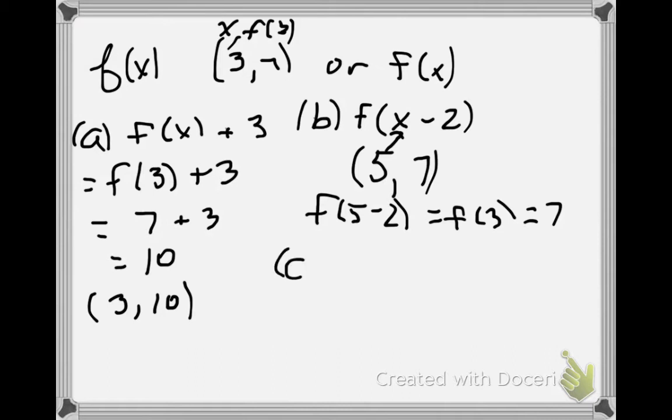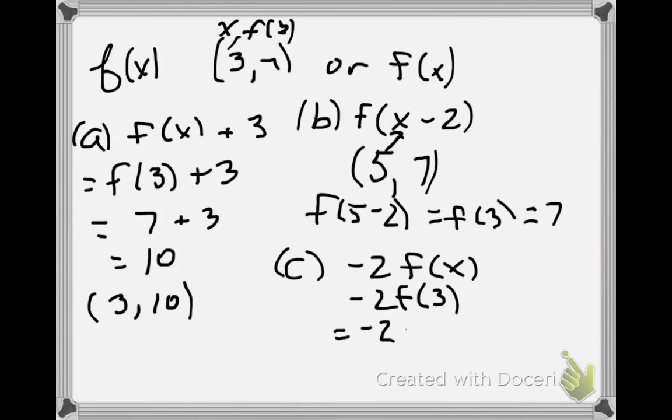We'll try one more. What if I have some sort of scaling? So I ask you to give me what the corresponding point to (3, 7) is on negative 2 times f of x. Okay, again, we'll replace the x with 3. So we're doing negative 2 times f of 3, and we know that f of 3 is 7. So 7 times negative 2 is negative 14.